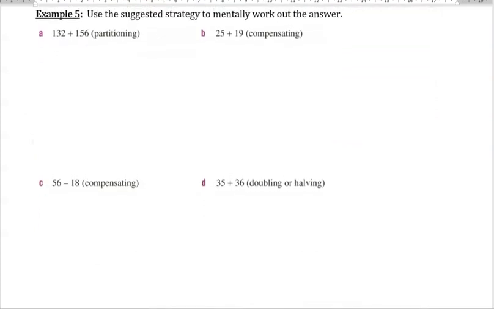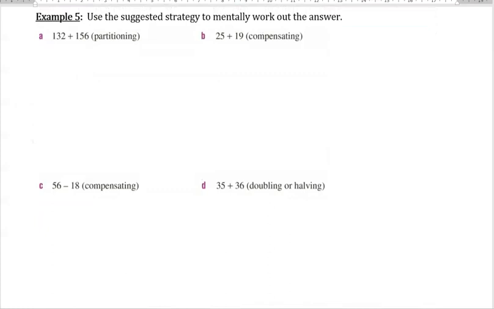So let's look at it for real here. Let me just move that a bit. So use the suggested strategy. So partitioning, I'm thinking place values. So I've got 100 plus 100. I'm going to put them in brackets.